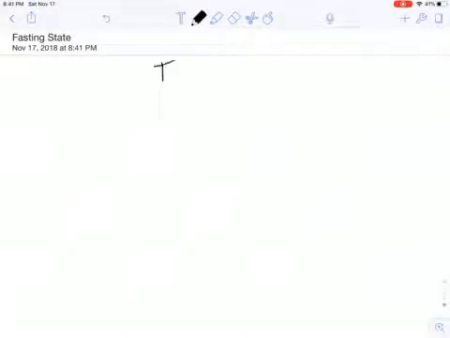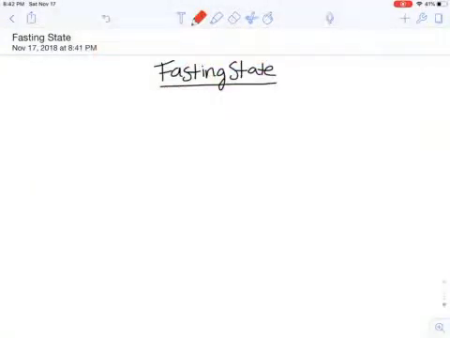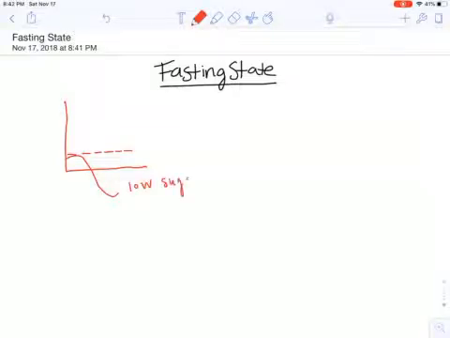Hi everyone, the purpose of this video is going to be looking at the fasting state. So when we look at the fasting state, we're going to assume that our blood sugars are very low. So here, if this is our normal, we're going to have low blood sugar. So it's underneath the normal kind of level here, which is the dotted line.